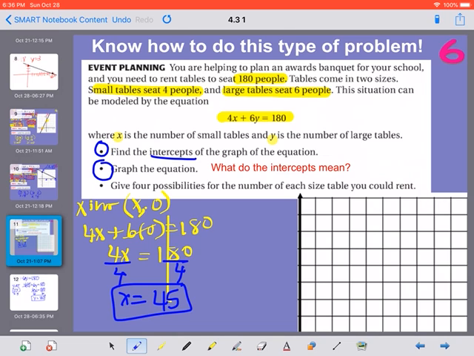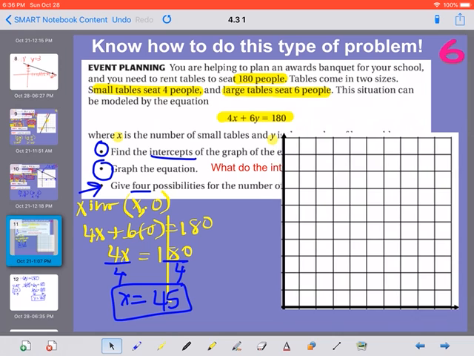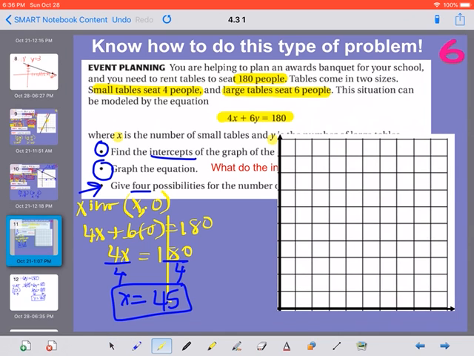So it says graph our equation now, and then we need to give 4 possibilities for the number of each size table you could rent. So I'm going to move this up. I know you can't do that to yours, but use the space you have. Here's my x-axis and my y-axis. I got for an answer for y 30. So I need to fit a 30 and a 45 on here. I'm going to make my axes go by 5. So this is going to be 0, 5, 10, 15, 20, 25, 30, 35, 40, 45, and 50.